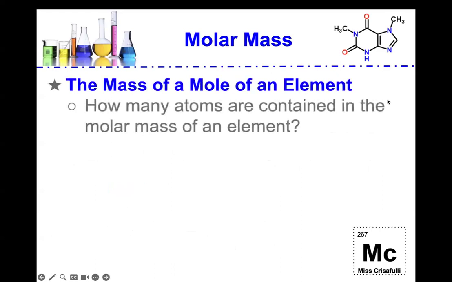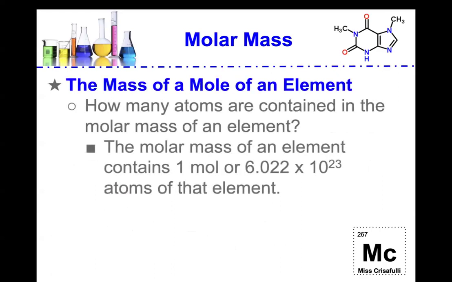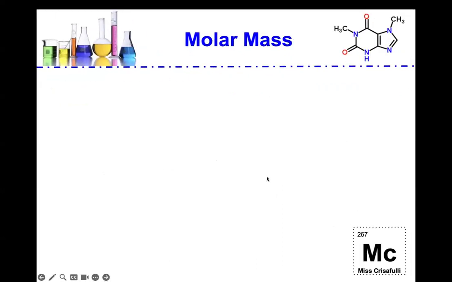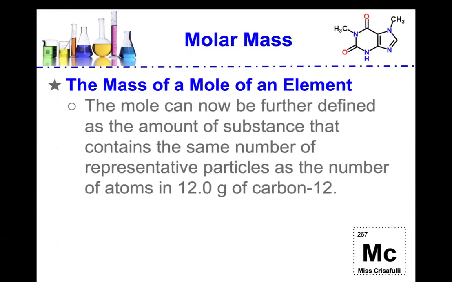How many atoms are contained in the molar mass of an element? So the molar mass of an element contains 1 mole, or 6.022 times 10 to the 23rd atoms of that element. And the mole can now be further defined as the amount of substance that contains the same number of representative particles as the number of atoms in 12 grams of carbon-12, for example.